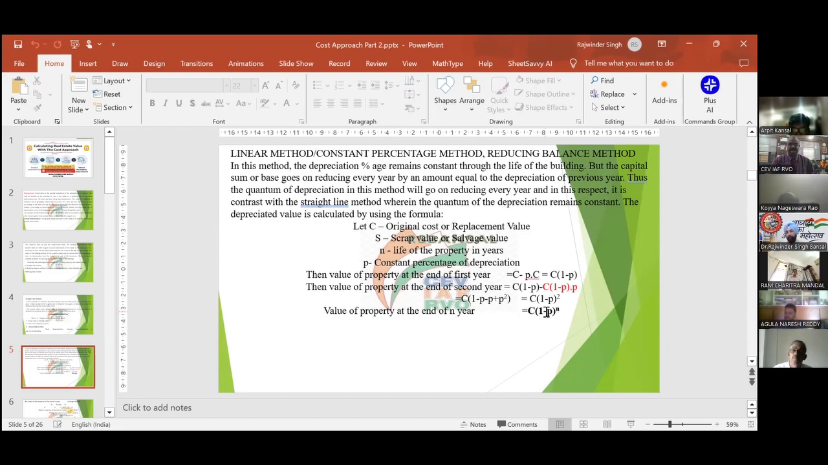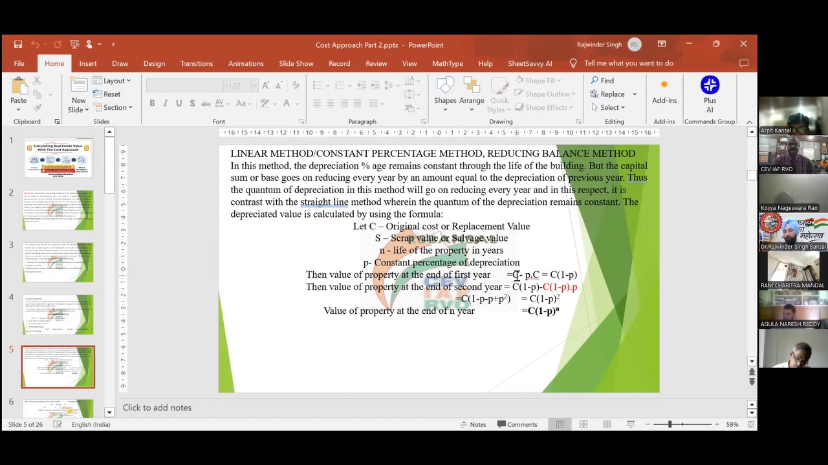So how does it come? See, its derivation is the same. Instead of adding, here we will be subtracting. Let us suppose C is the original cost or replacement cost of a new building. S is the scrap value or salvage value. N is the life of the property in years. And P is the constant percentage of depreciation.